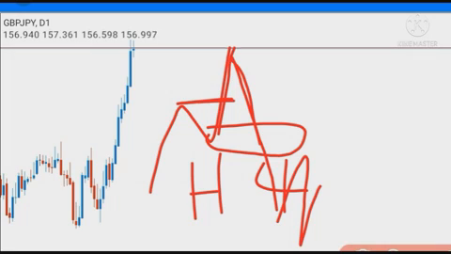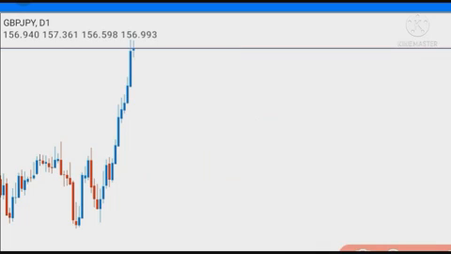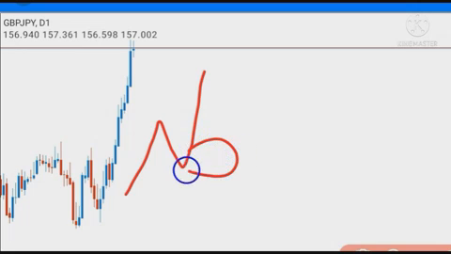So what do you do in a confirmation entry? Instead of entering when price comes to your 4-hour OB, what you do in a confirmation entry is, once price gets into this 4-hour OB, you go to a lower time frame of your choice. It could be 15 minutes, it could be 5 minutes. You look for a pattern, exact same pattern like this. You need to see something like this.